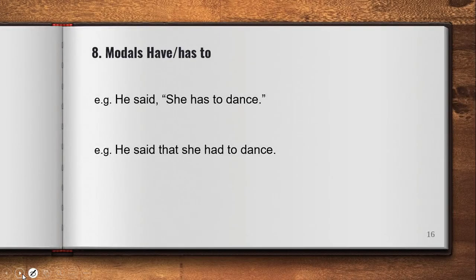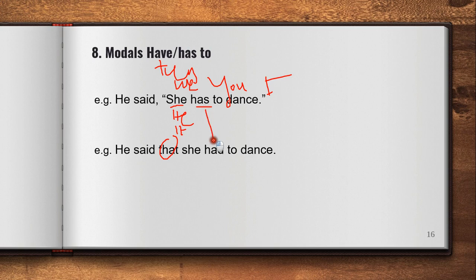Okay, next, number 8, modal for have or has to. Okay, he said she has to dance. Remember, she in here uses has. She, he, it use has. Okay, but they, we, you, I use have. Okay, let's change into the indirect speech. He said that she, okay, remember this. Change to the tenses. Has to be had.